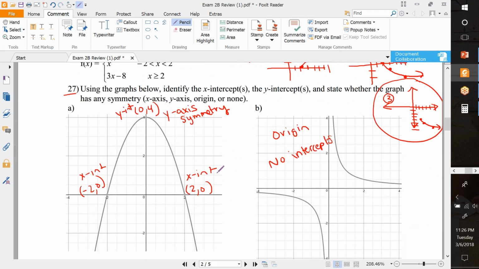The domain of 27A would be negative infinity to infinity. This graph would continue going down forever, which means for any x value you find, you would be able to find a y value somewhere. We don't ask you for the domain and range of these, but that would be the domain of it. Does that answer your question on that one? Its range would be negative infinity to positive 4, because the highest it ever gets is positive 4, because there is the vertex right up there.